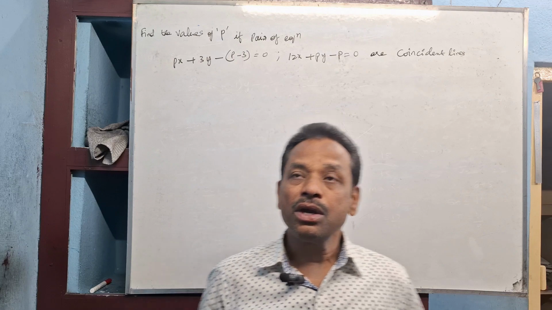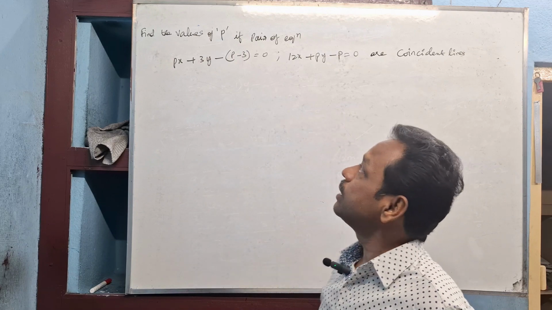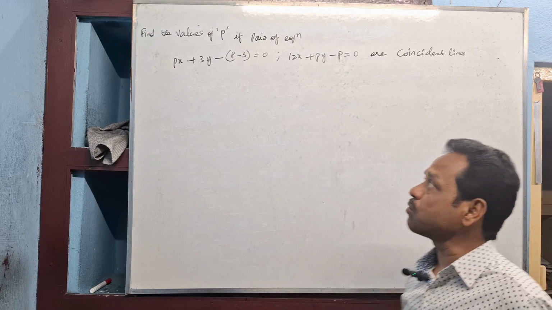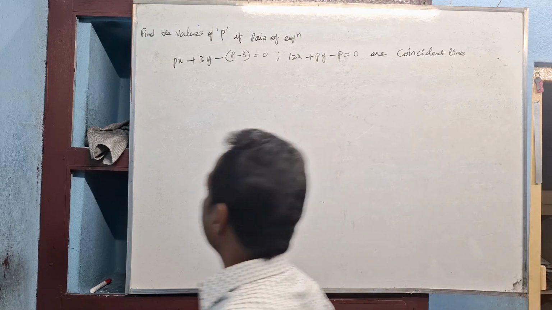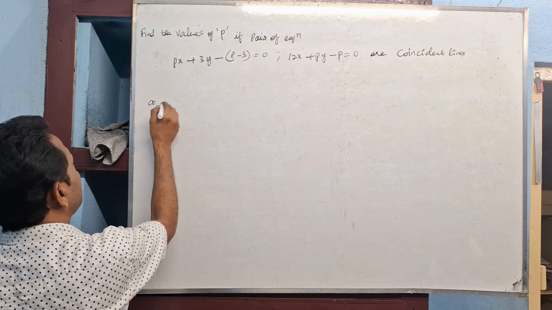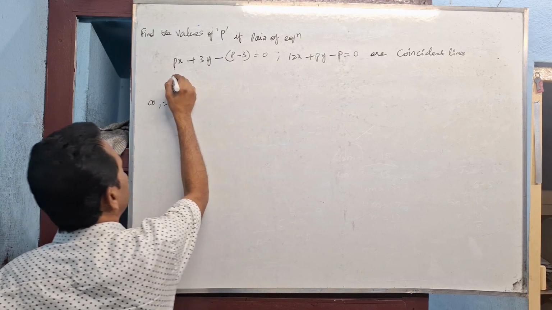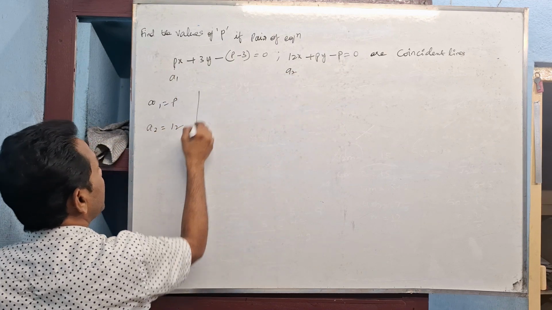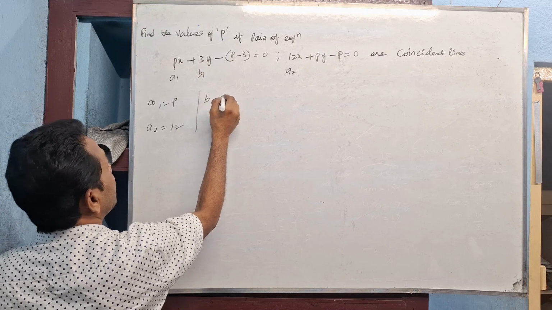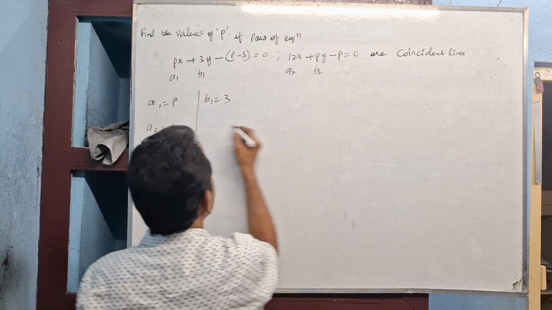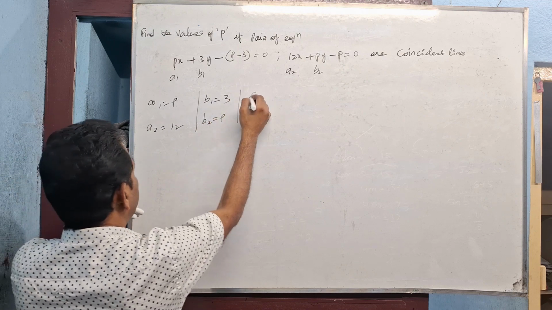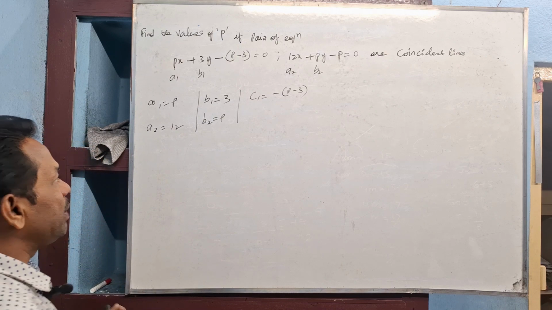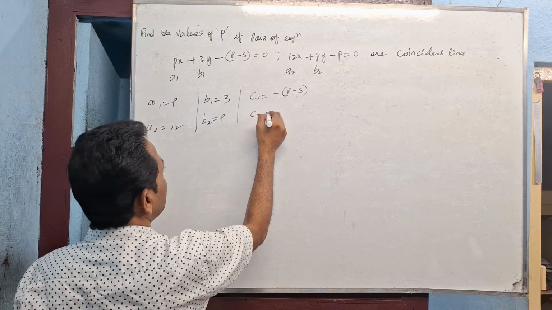In this question, we need to find the value of P given that the pair of linear equations are coincident lines. So here our A1 value is P, this is A1 and this is A2. A2 equals 12. B1 is 3 and B2 equals P. C1 equals minus of P minus 3, and C2 is minus P.